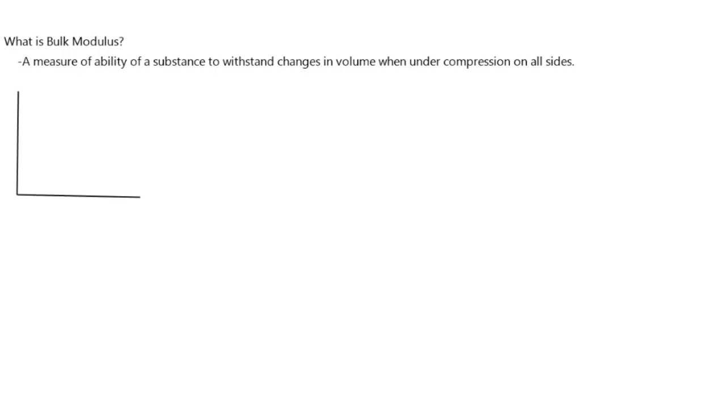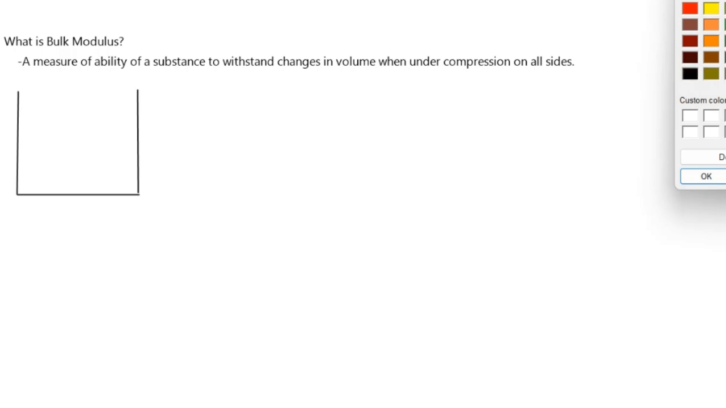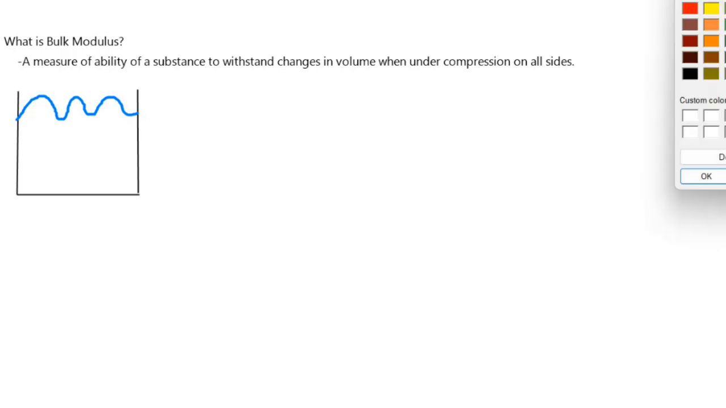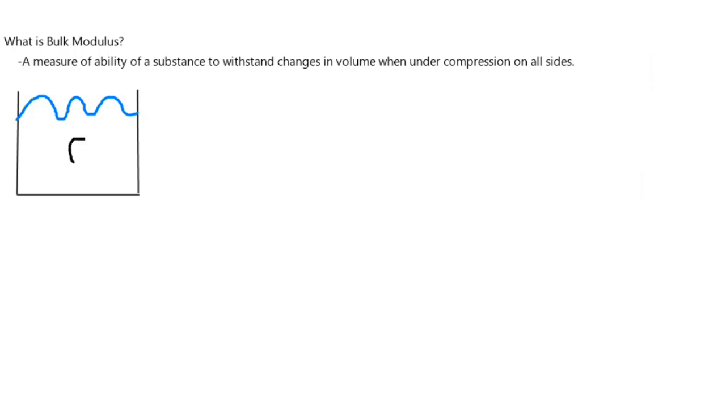So ito daw yung ability ng isang object na pigilan yung kanyang pagbabago ng volume dahil sa kanyang pressure, pressure under sa compression ng kung ano. It could be like force or pressure. So, ang pinakamagandang example nito is the pressure under the water.